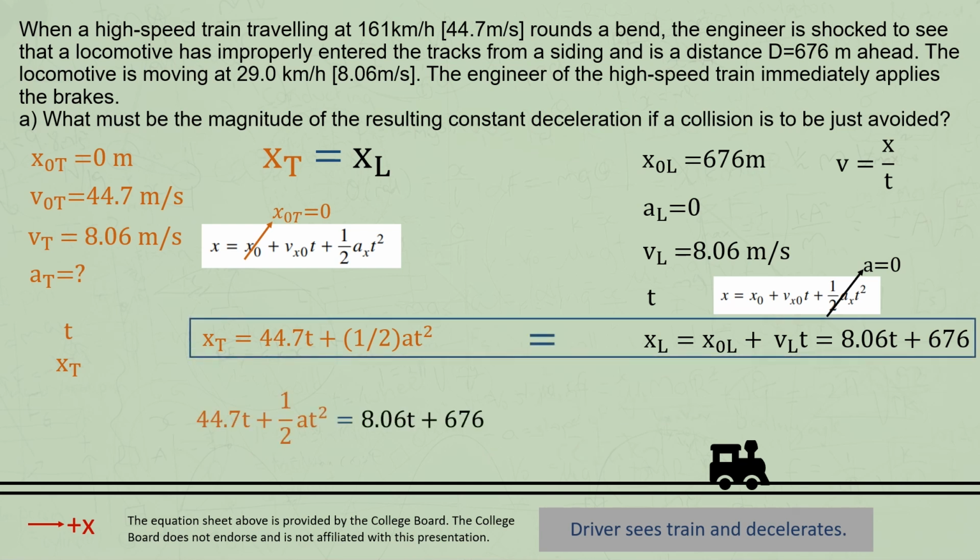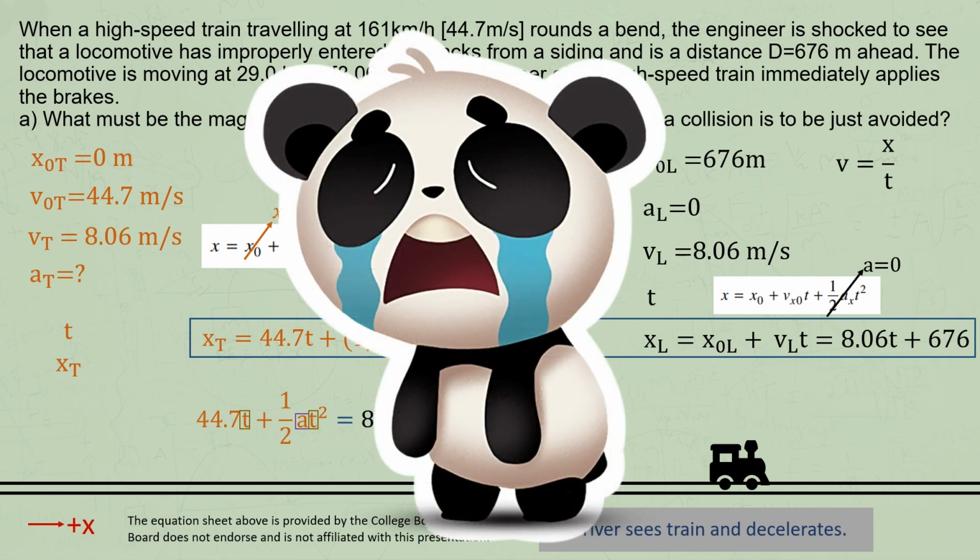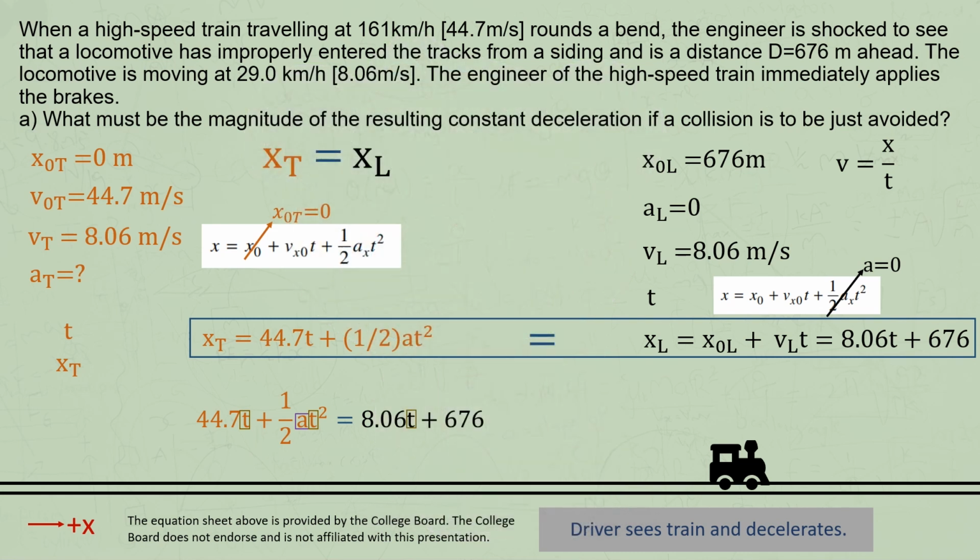Now, it may look like we're almost there, but unfortunately, we have two unknowns, a and t, and only one equation, so this equation is unsolvable as it is. But all is not lost. When we get stuck at a point like this, it's a good idea to find a variable we haven't used and try to somehow bring it into the equation and use it to eliminate one or more of the unknowns. And we haven't used the final velocity of the train.